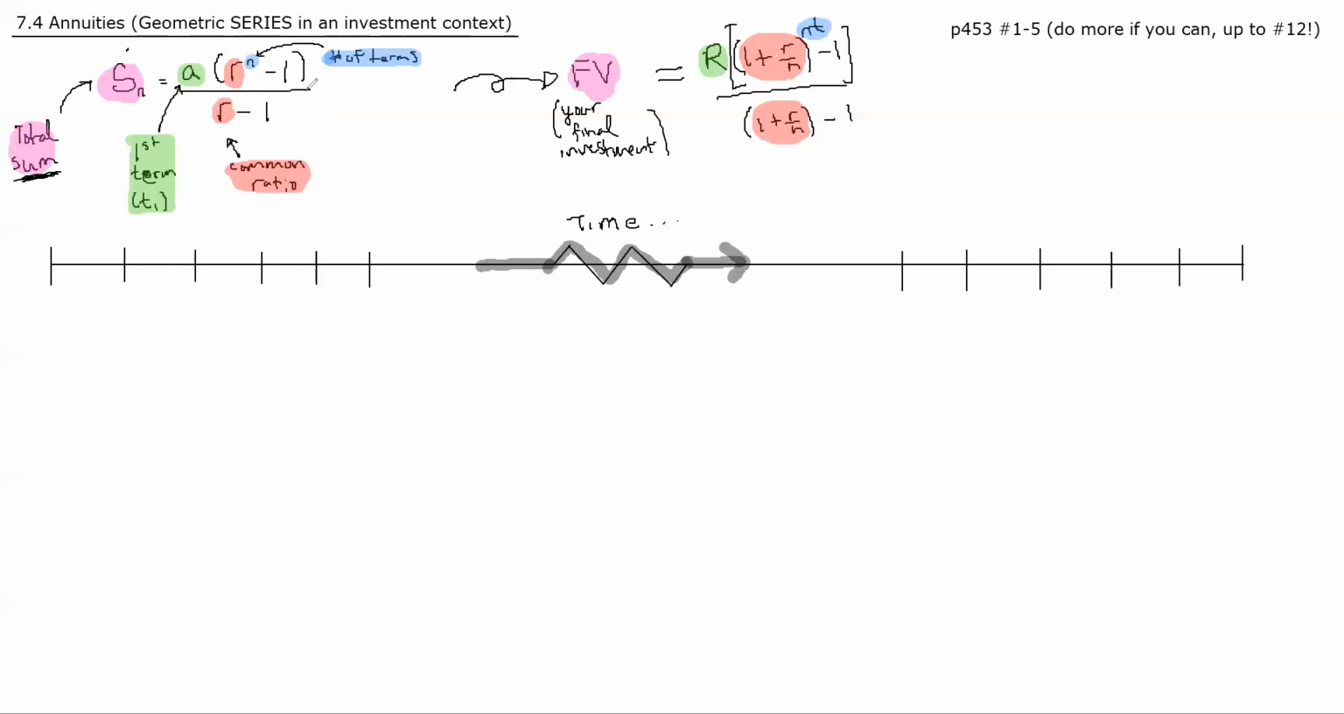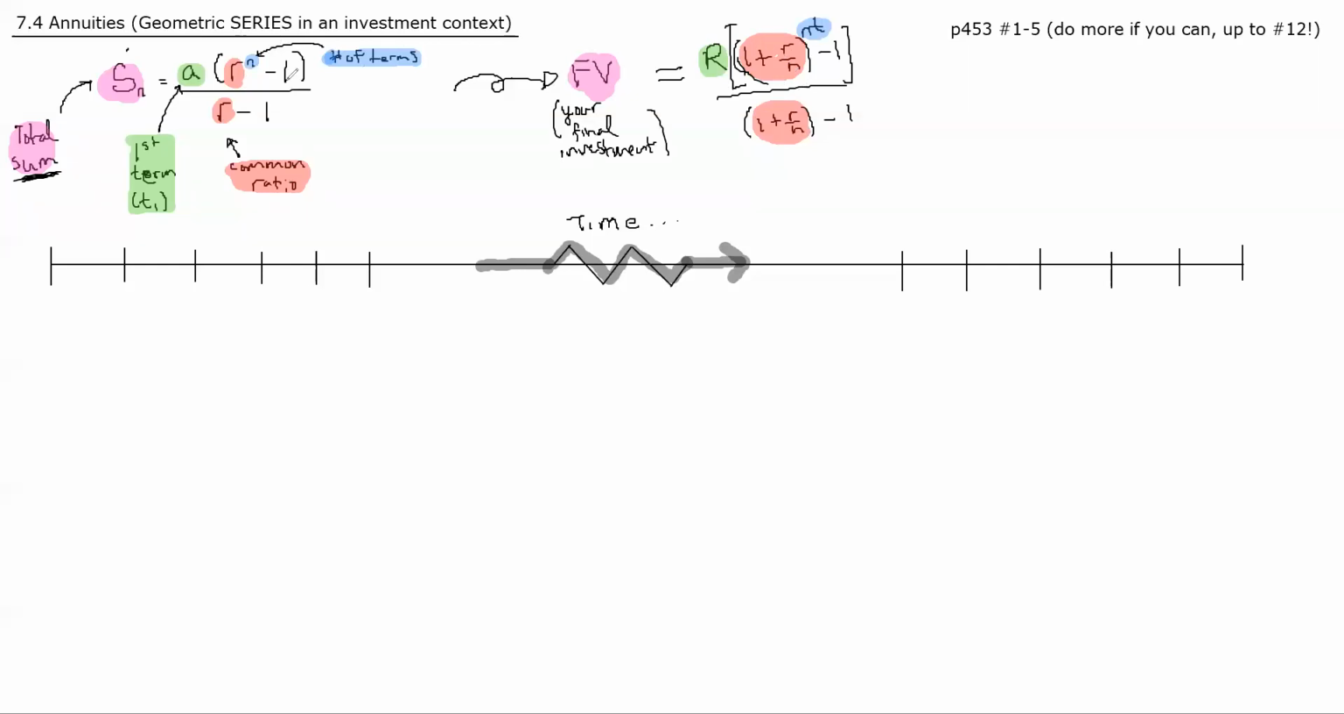Now imagine this idea in an investment context. So instead of total sum, that would be the future value of your investment, your final investment. Does that make sense? I hope so. The first term would essentially be the amount of money that you invested at the very beginning. R would be all of this, right? Let's pretend R was like 12% and you did it monthly. That would be 1.01. That would be the number that you're constantly multiplying the initial value by. So that is your common ratio.